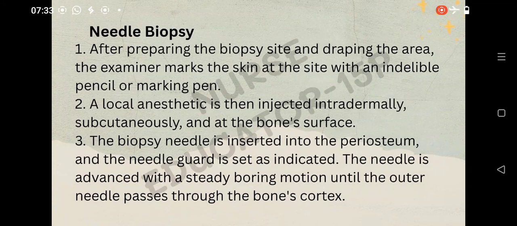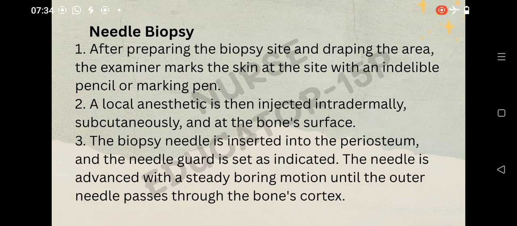After preparing the biopsy site, the biopsy site is prepared again. Drape the patient, in the sense, cover the patient. The examiner marks the skin at the site with a pencil or pen, where he is going to insert the needle. A local anesthesia is then injected intradermally or subcutaneously at the bone's surface.